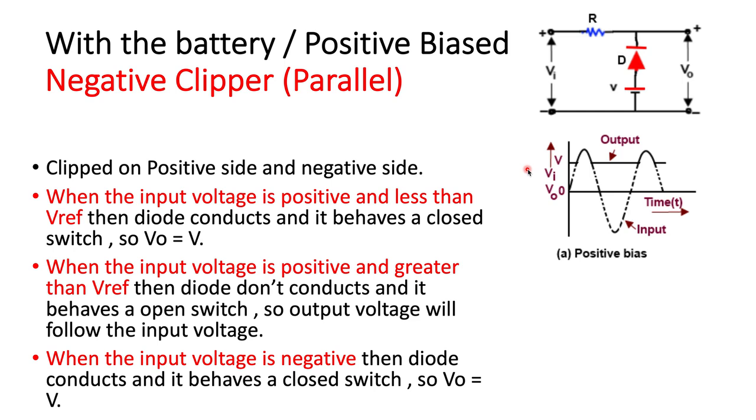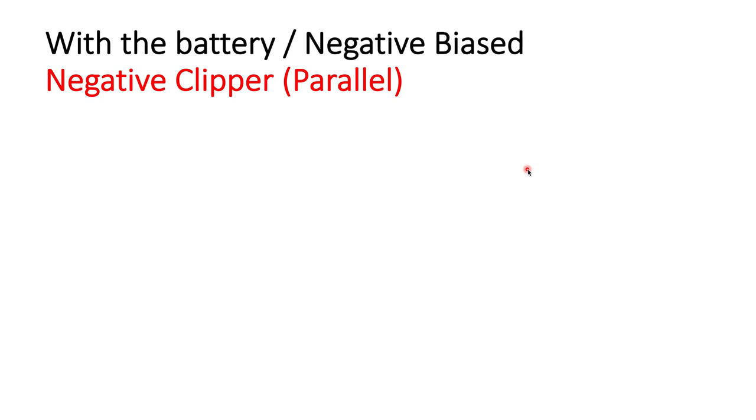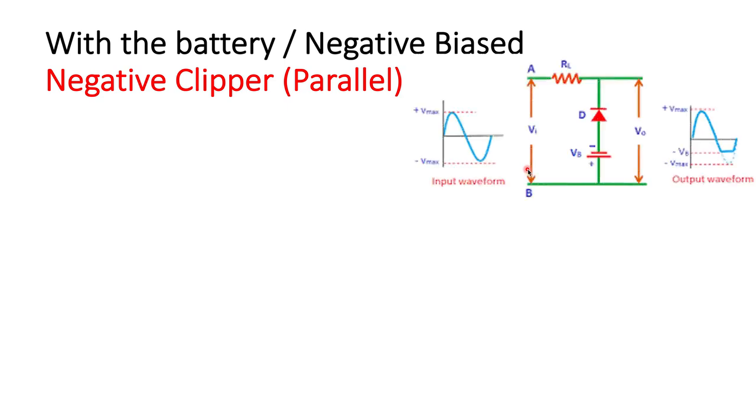Next, with the battery, the negative biased negative clipper, changing the direction of the voltage source. We can easily predict that this is the input wave and this is the output wave. This diode will conduct; here it is minus V, this is the reference, and this diode will conduct if and only if the cathode is less than minus V.